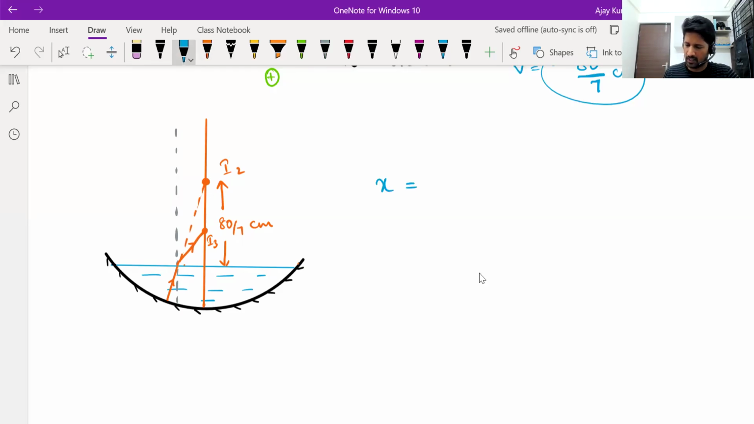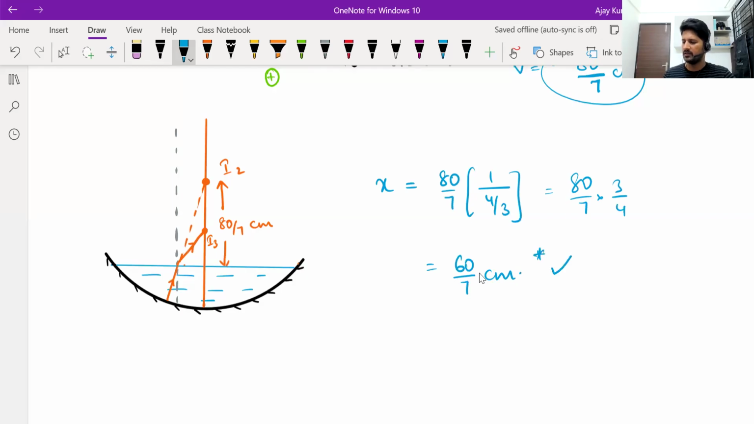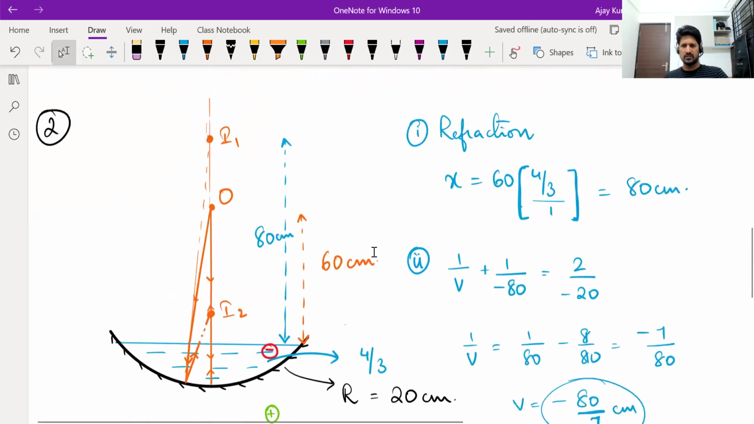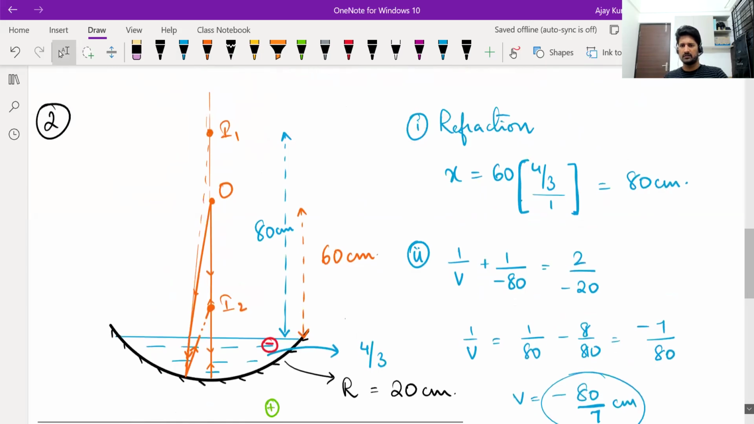Apparent distance is equal to actual distance 80 by 7 into mu2 by mu1. It is going from water to air. So air will be mu2, water will be mu1, 4 by 3. 3 will go to the numerator. 80 by 7 into 3 by 4 becomes 60 by 7. That is where the final image forms. So you can think about it once again, the entire procedure. If you have any doubts, you can ask.